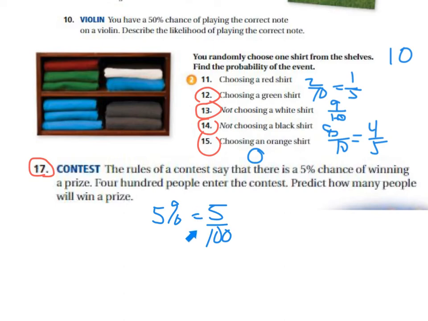So if 5 out of 100 would win a contest, then we set up a proportion and say, okay, out of 400 people, how many people could we expect to win a contest? So we know that 100 times 4 would equal 400, so 5 times 4 would mean 20. So our estimate would be that about 20 people would win the contest.